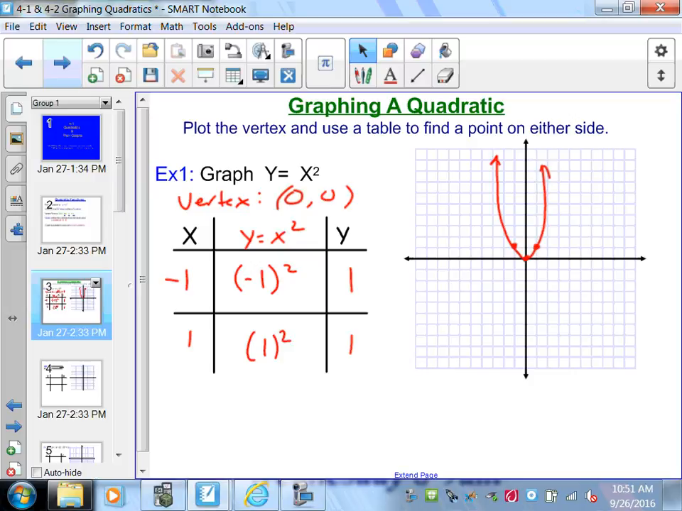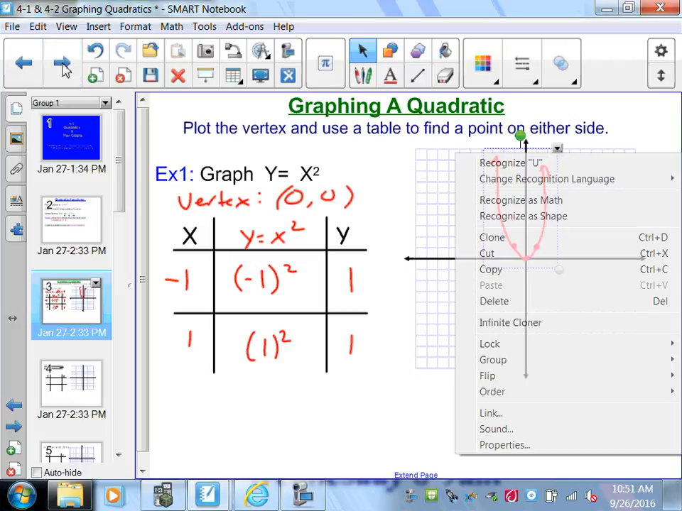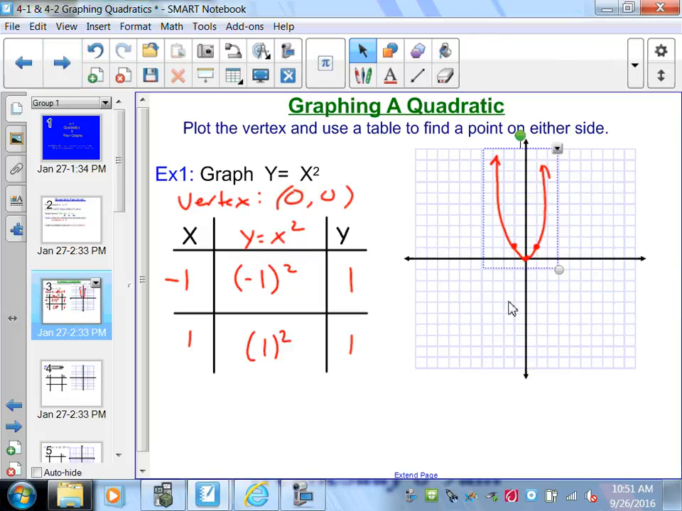Sorry. Let me fix this one. It keeps on going up this way and up this way. In other words, it just keeps getting wider and wider. Sorry about that.